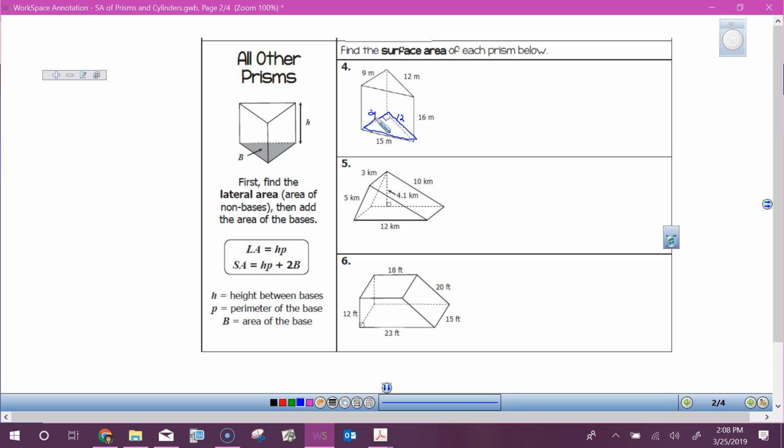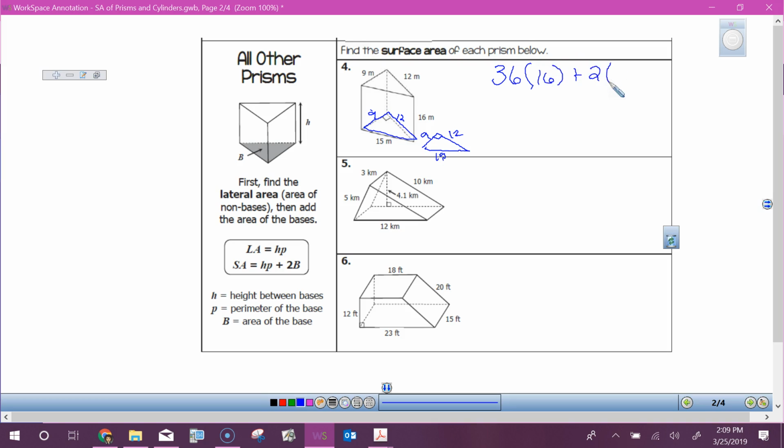Okay. So what's the perimeter of my base? 36. We had to add up those 3 sides this time. So now I have this right triangle, 9, 12, and 15. First of all, what's my height? 16. All right, plus 2 times.